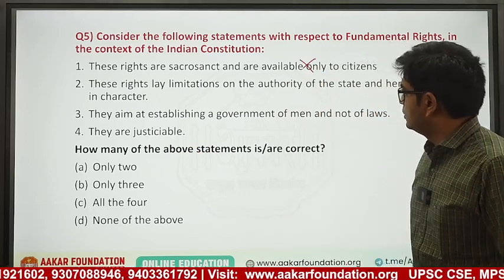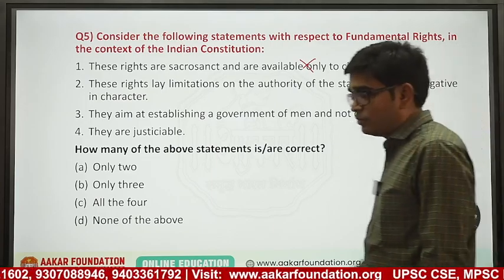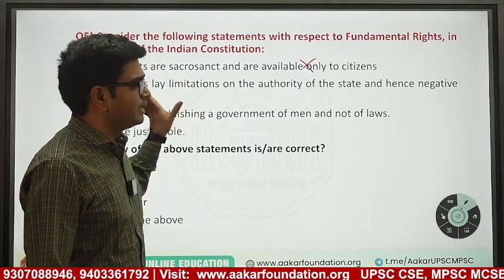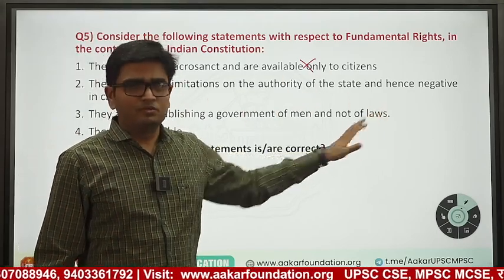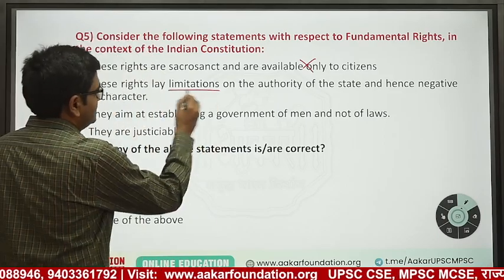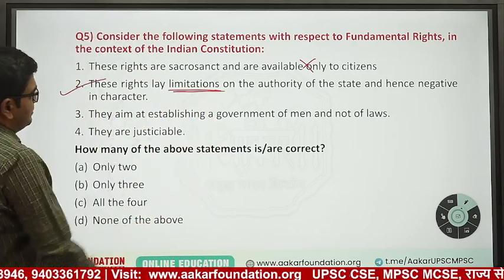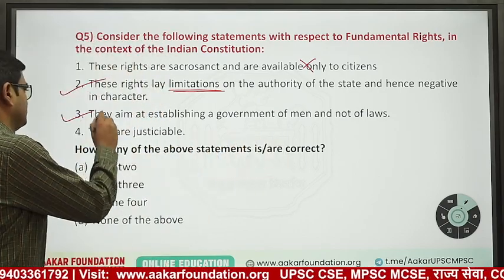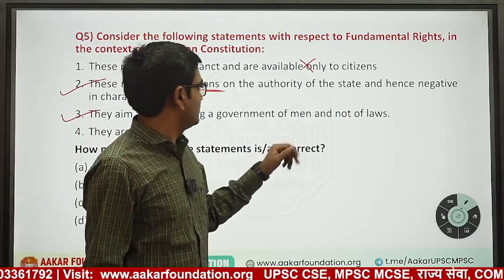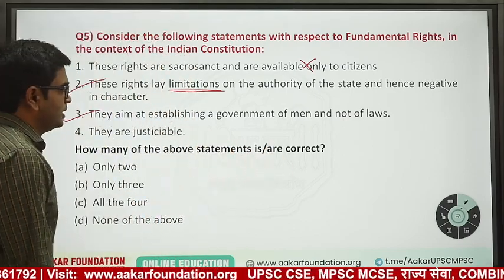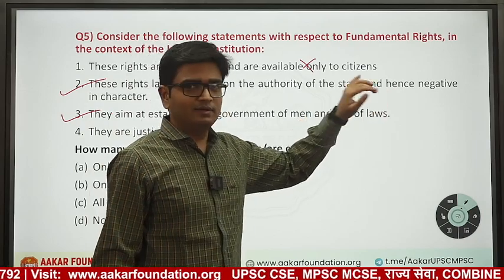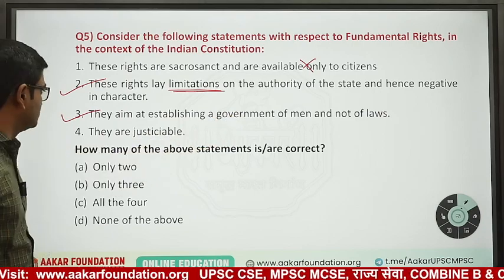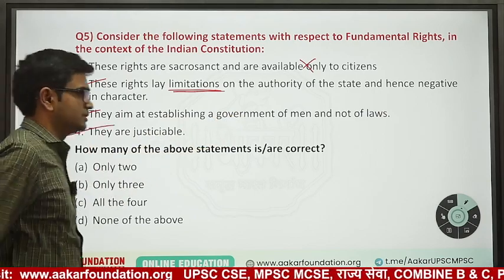The rights lay limitations on the authority of the state and hence are negative in character. Now that was the definition of negative liberty. I have told you that there are limitations on the authority of the state. So those limitations mean negative character. Hence this is correct. They aim at establishing a government of men and not of laws. This is also correct. If it was a government of laws, then it should not have been a negative character. So they aim at establishing a government of men and not laws. This is also correct. They are justiciable. Of course, they are justiciable under Article 32.